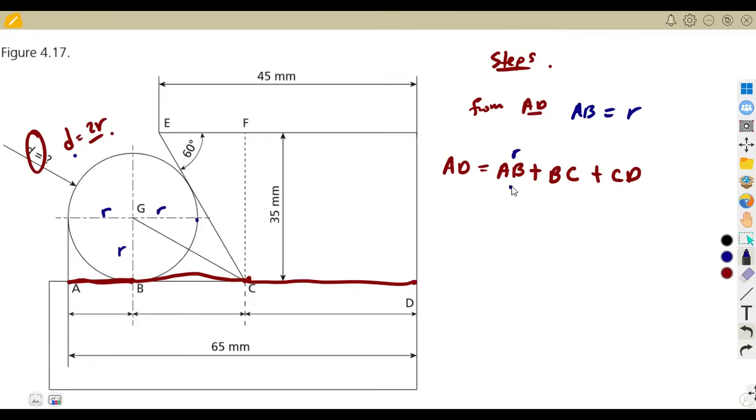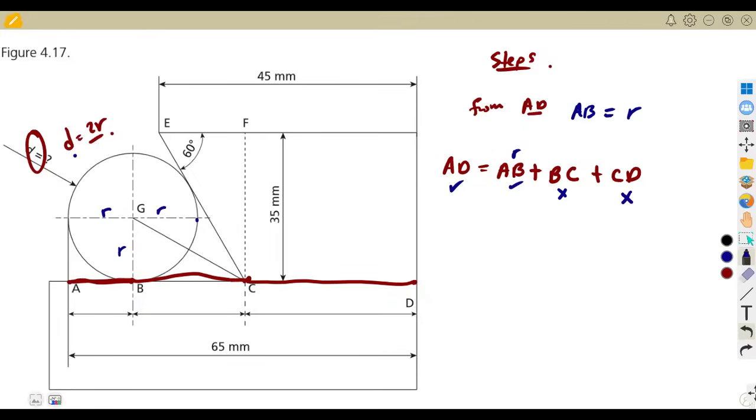So this one, let's leave it, AD is there. What about BC? We do not have it. What about CD? We do not have it. So we need to calculate BC, and we need to calculate CD. After that, we just resubstitute your values, you calculate your radius, and you're done.